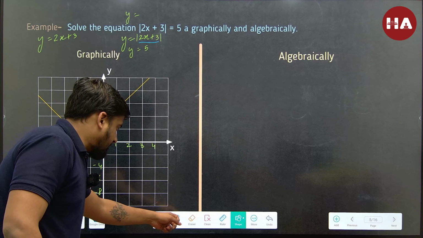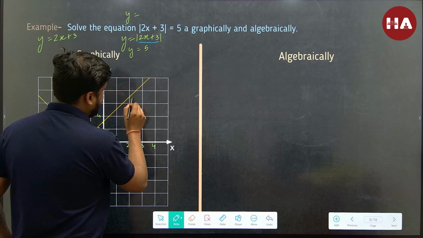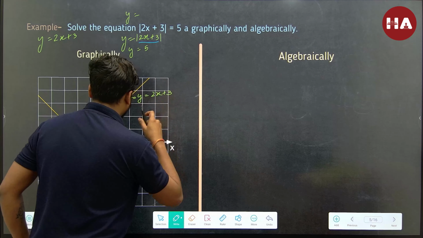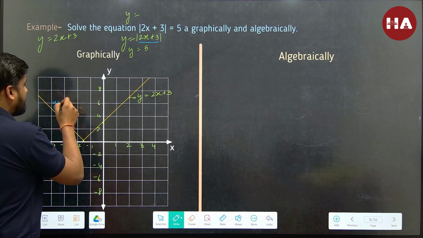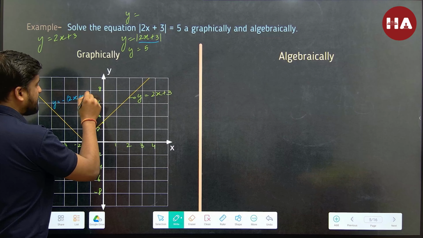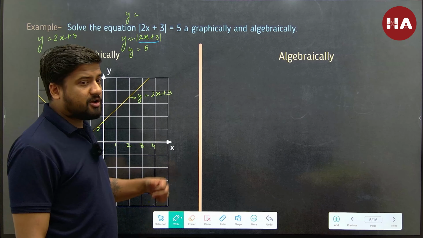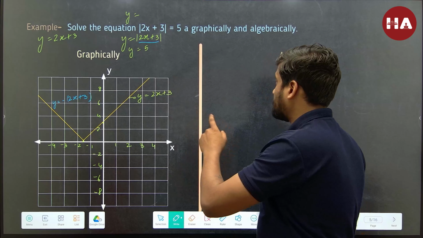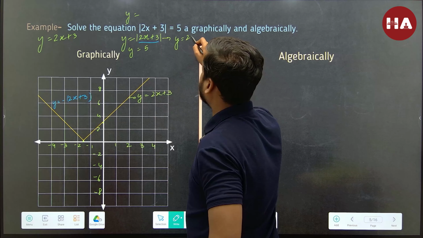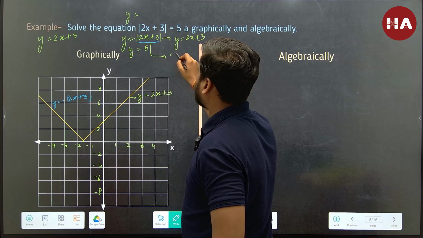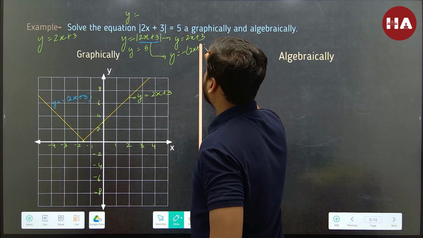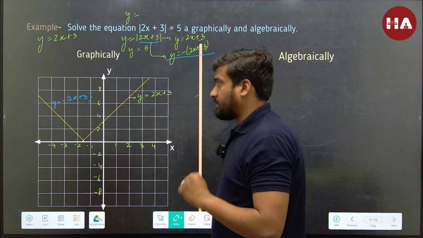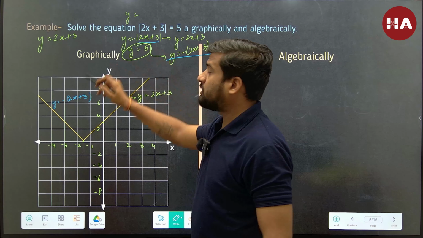But remember this, you'll be getting this line by using y equals 2x + 3. But you will get this line by using y equals minus of (2x + 3). There's this difference, right? Because this part we got by using the first one, that is y equals 2x + 3, and the second one will be y equals minus of (2x + 3), right? So this part is from this equation. Okay. All right. Now let's draw y equals 5.